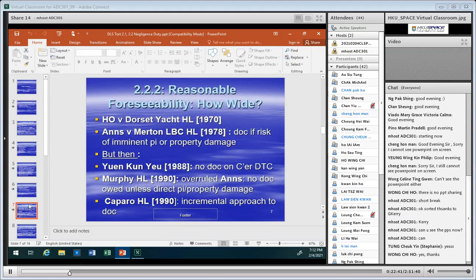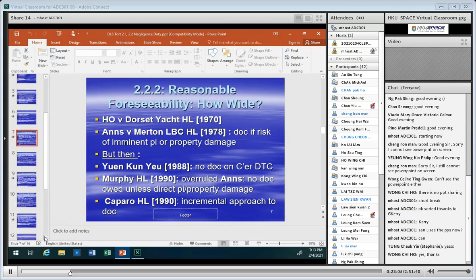Dorset Yacht is a good application of Donoghue and Stevenson. In Anns and Merton, the court went too far because they found a duty of care was owed when the loss was only pure economic loss. They should have had to prove the extra element of proximity, but they didn't do it. Caparo is a good case. I'd say Caparo should know, bordering on must know. Donoghue and Stevenson is a must-know case. Caparo says the courts will only extend the situations where a duty of care is owed in small increments, the step-by-step approach.